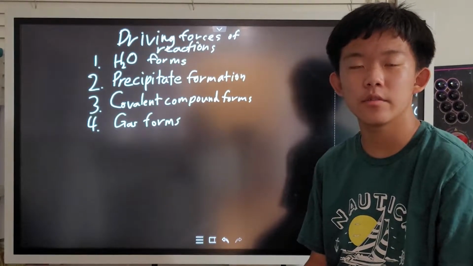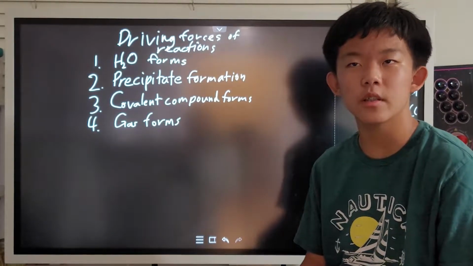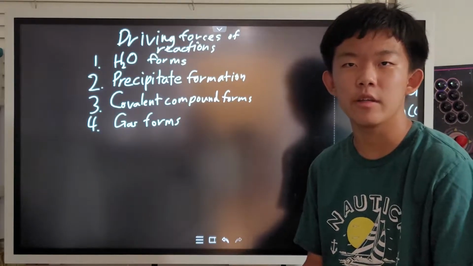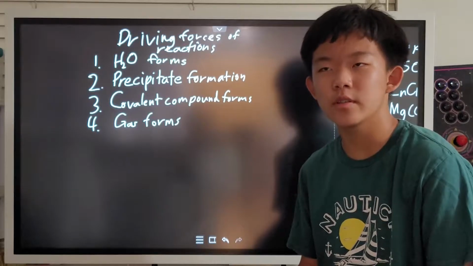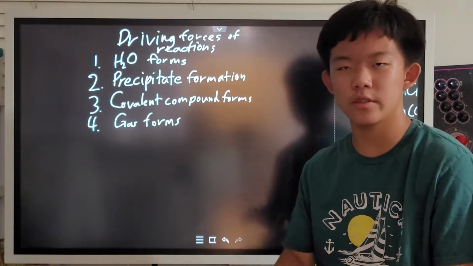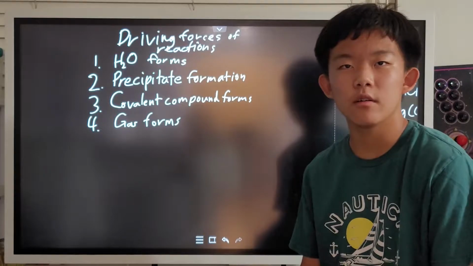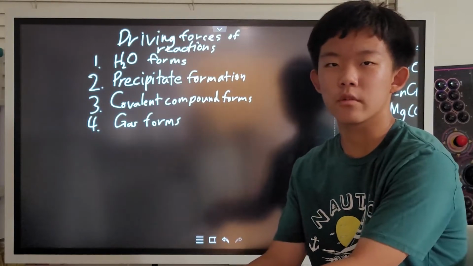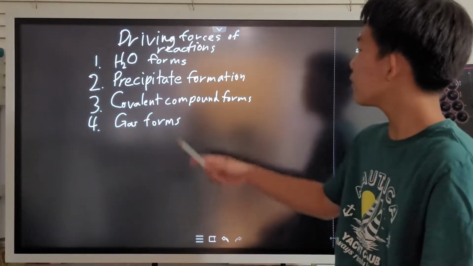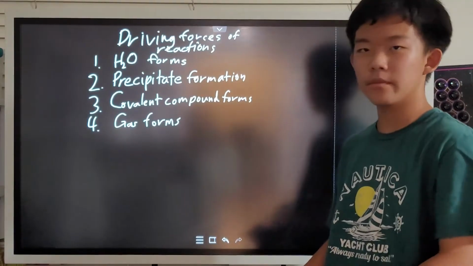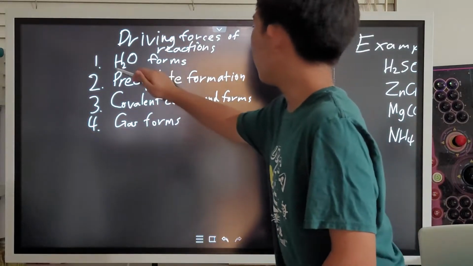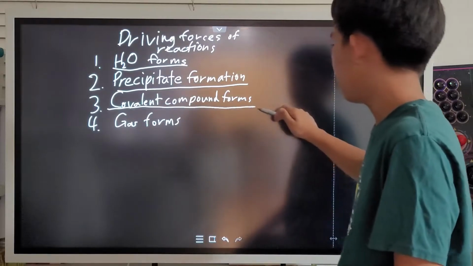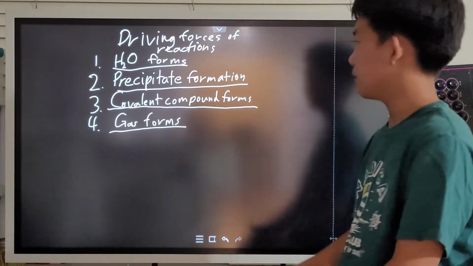Hey guys, so in today's video, we're going to be talking about the driving forces of chemical reactions and net ionic equations. So to start off, let's talk about the four major driving forces of reactions. Now, a reaction's driving force is just something that causes it to move forward. There are four major driving forces I have listed here. The reasons are either water forms, a precipitate forms, a covalent compound forms, or gas forms.